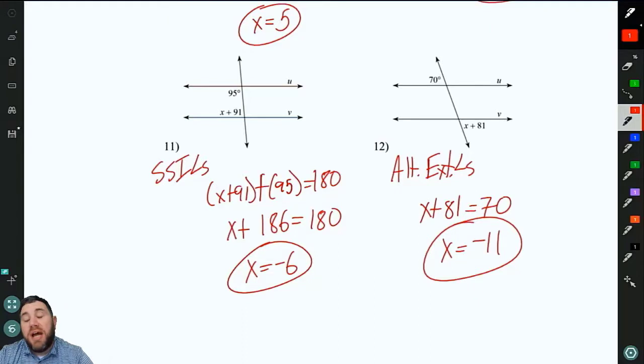If you have two lines cut by a transversal and you know that corresponding angles are congruent, or alternate interior angles are congruent, or alternate exterior angles are congruent, or same side interior angles are supplementary. If you know any of those four things, you know your two lines are parallel.